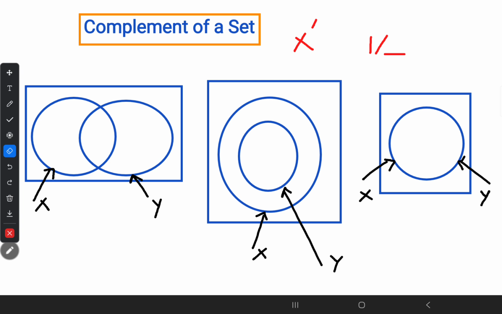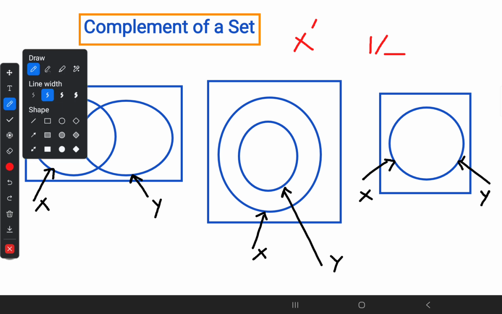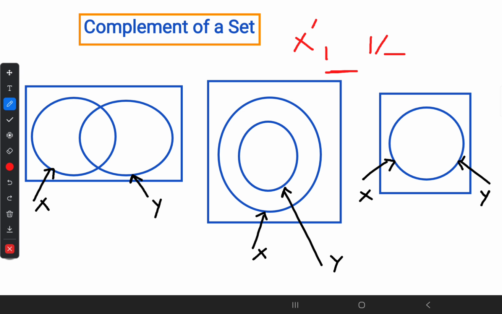Sometimes mistakenly in a hurry you might indicate this as 1 or negative. I found many mistakes like those in past years, so just draw that properly. X complement means the elements which belong to the universal set, the elements should be included in the universal set, but do not belong to set X.